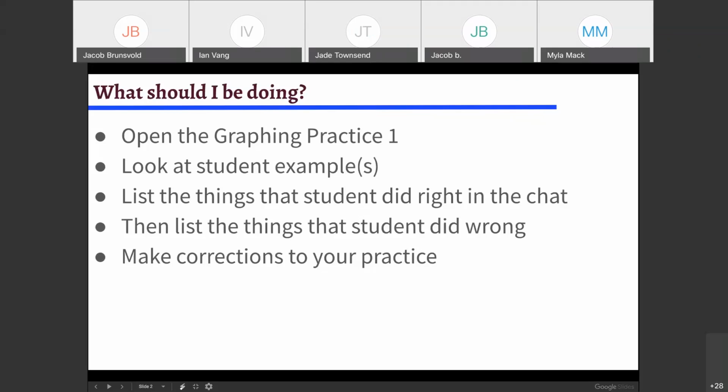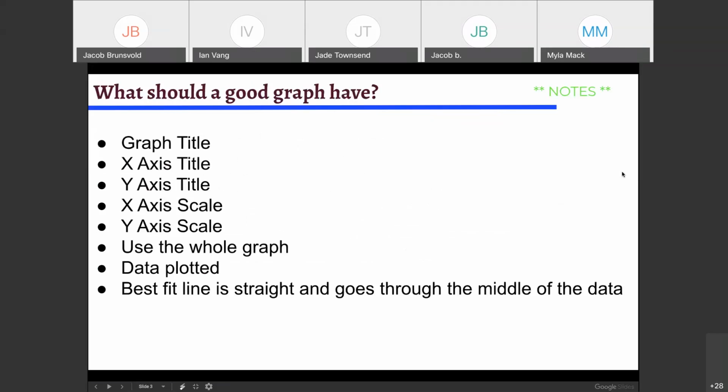So hopefully everyone gets what they're doing. If you have any questions, now would be the time to ask. Jade, I'm just going to mute you, okay? If you need to say something, feel free to unmute and ask.